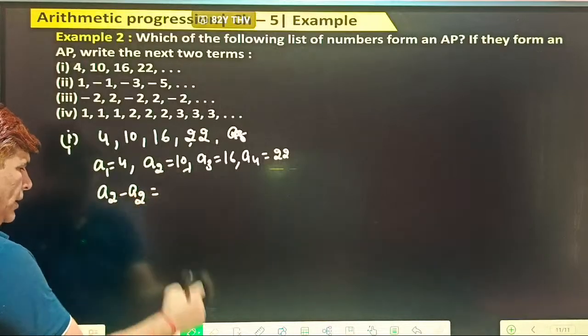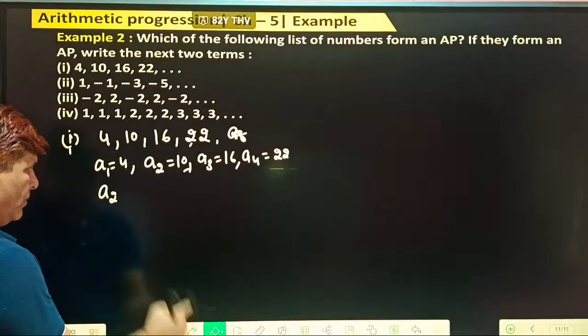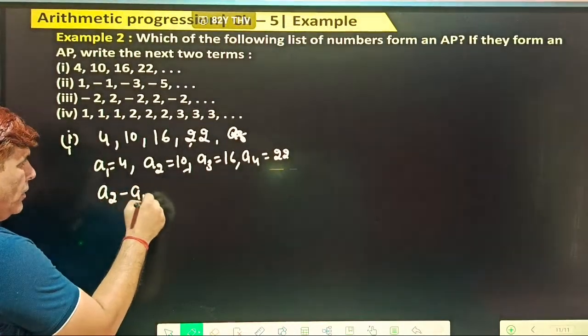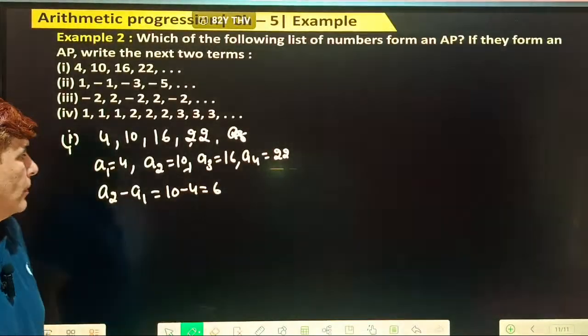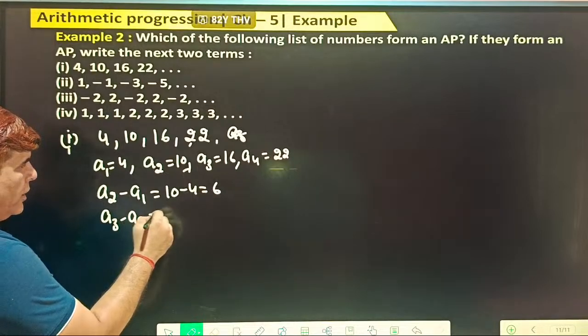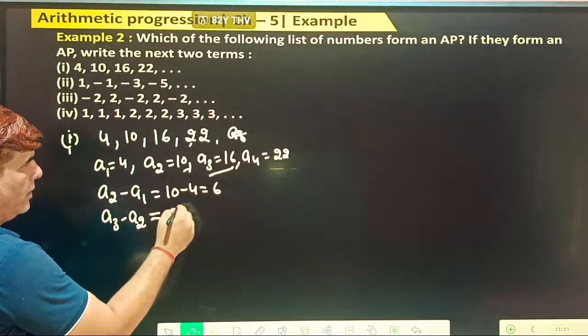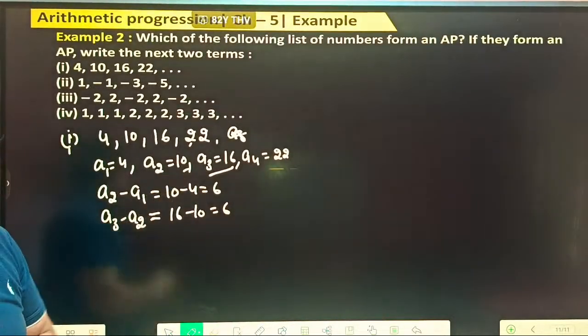A2 minus A1. 10 minus 4, how much? 6. A3 minus A2, 16 minus 10. How much? 6. So the common difference is the same.